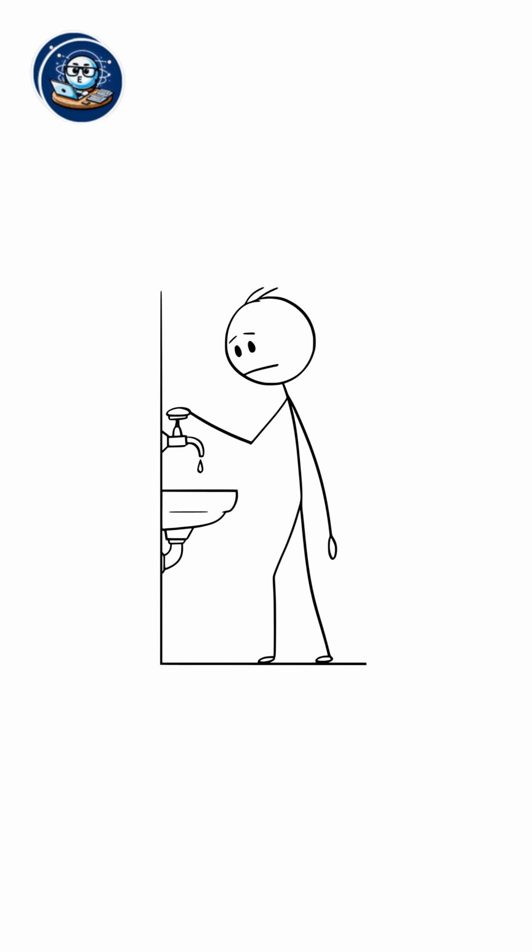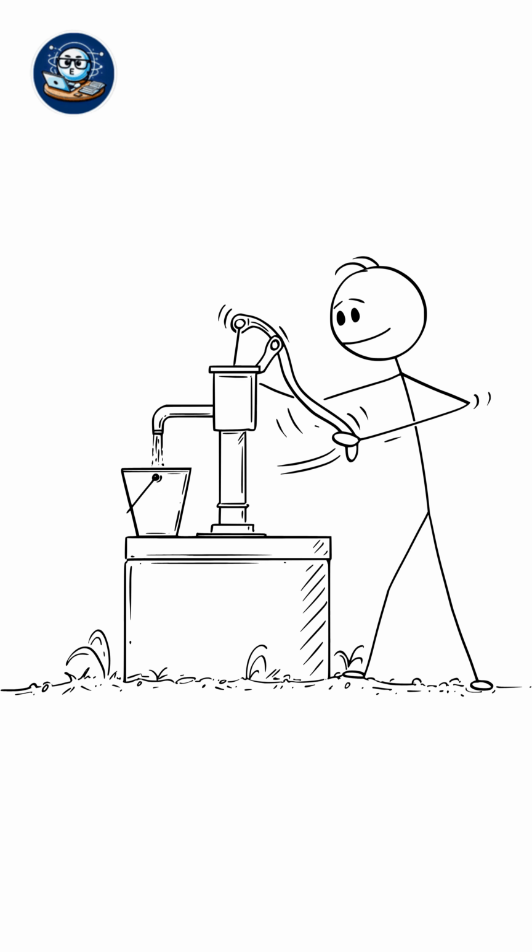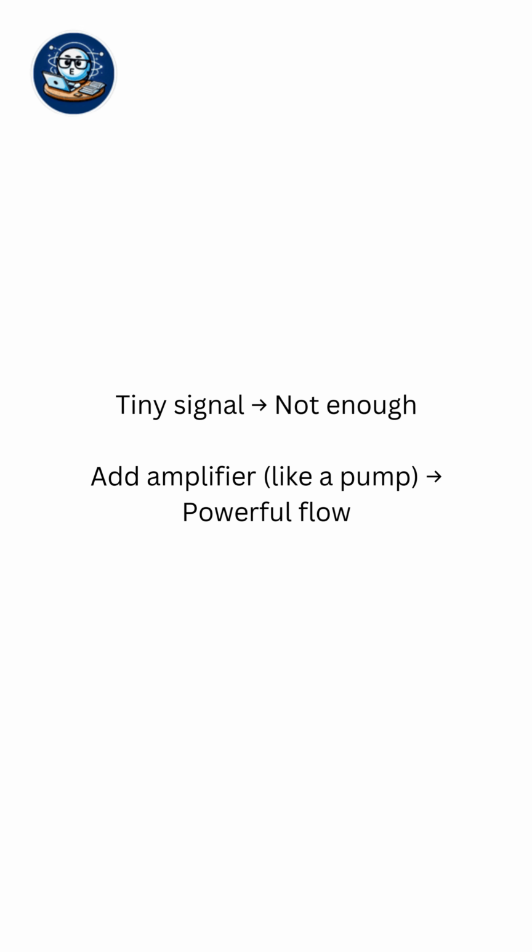Imagine trying to water a garden using just a dripping tap. Now imagine connecting that tap to a pump. Suddenly, the water flows with power. That's exactly what an amplifier does, but with signals. It takes something small and gives it the strength to make an impact.